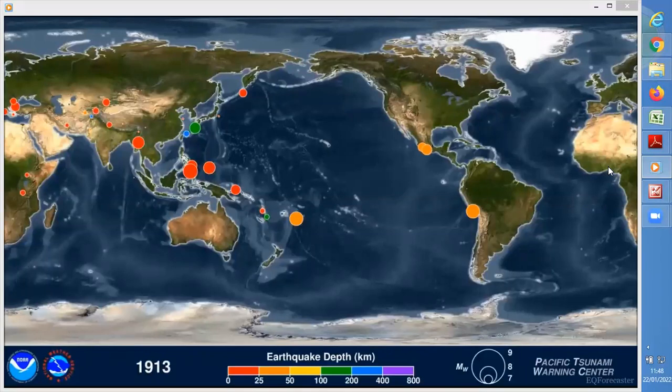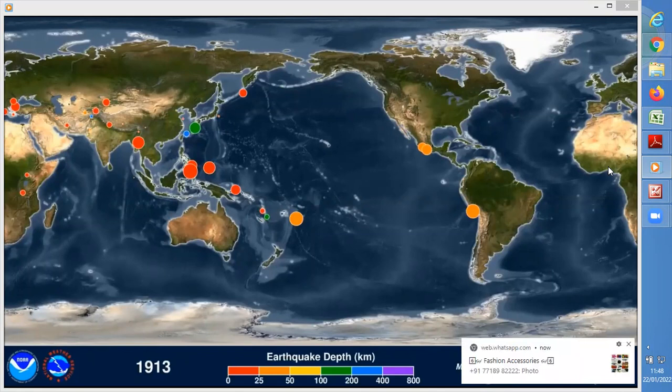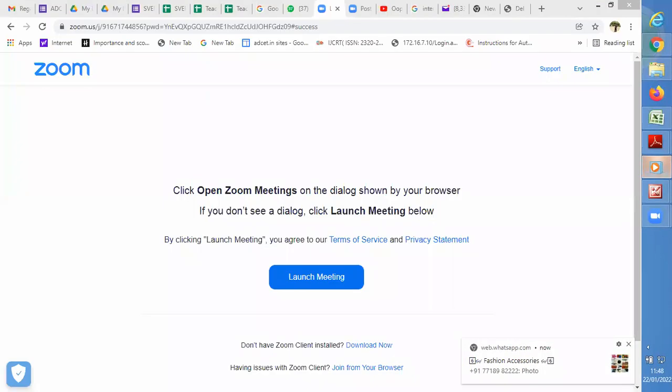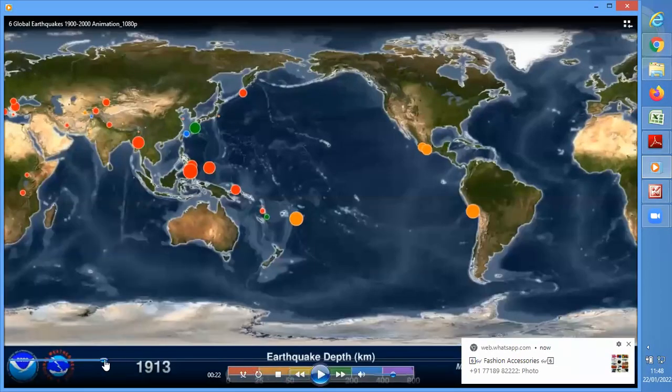So here you have to understand that the color code is used for the various depth, shallow, deep and intermediate type of the earthquakes, and the diameter. Small diameter means small magnitude earthquake. As the diameter of the circle continuously increasing, it means that there is a large magnitude earthquake. Intensity of the earthquake is continuously increasing if the diameter of the circle is increasing. Okay, so just wait. I will replay it.